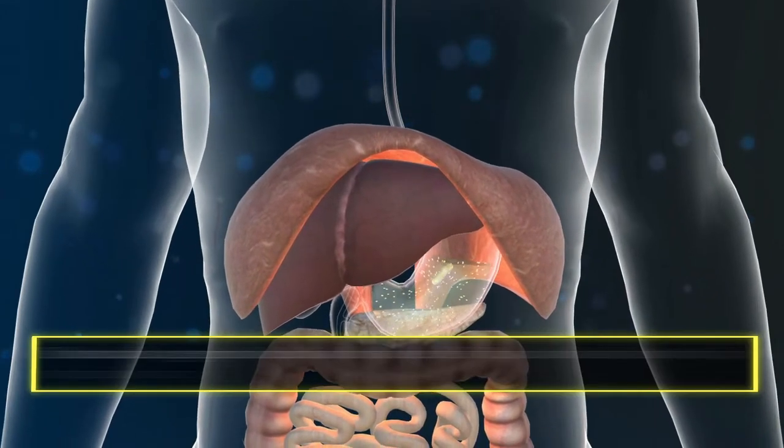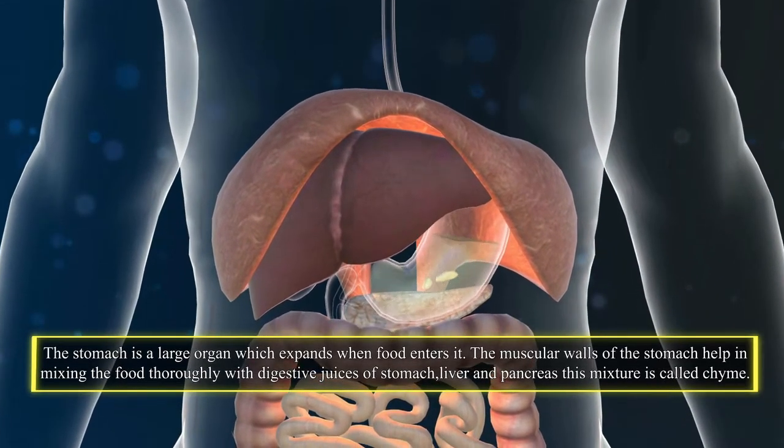Secretion. The stomach is a large organ which expands when food enters it. The muscular walls of the stomach help in mixing the food thoroughly with digestive juices of stomach, liver, and pancreas. This mixture is called chyme.